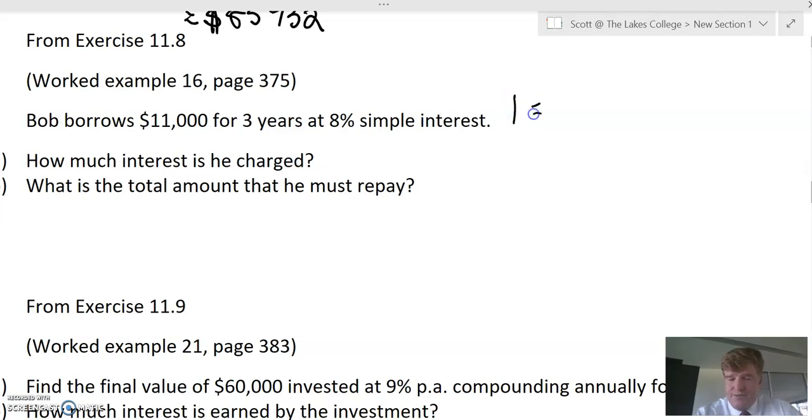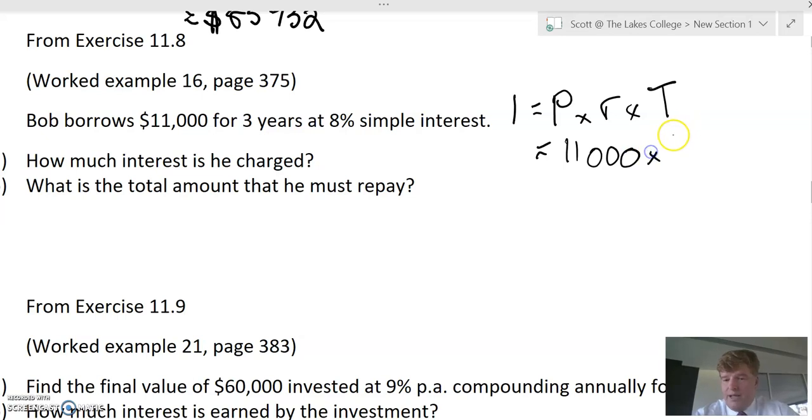So interest, we know, equals the principal, that's the starting amount, multiplied by the rate, multiplied by the length of time that the loan is outstanding. So in this case, it's going to be $11,000 multiplied by 8% multiplied by 3 years. And I'll just grab my phone to calculate that. We've got 11,000 multiplied by 8% multiplied by 3, and that's interest equals $2,640.